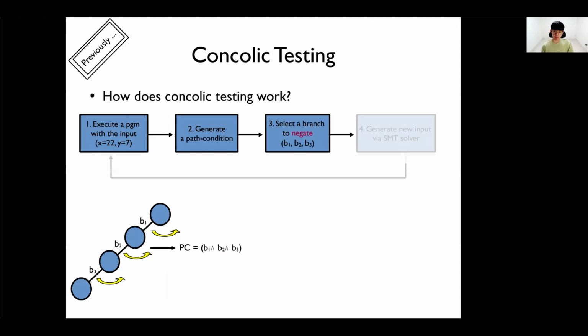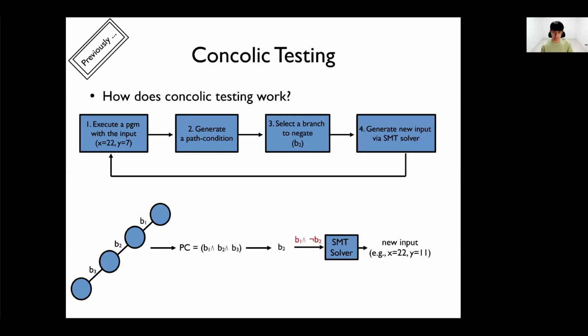The reason why we negate a path branch condition is because we aim to explore the opposite side of the branches that have been already explored, like the yellow arrow. So we won't go to the opposite side of the branches already taken. Suppose that we choose B2 among the three branches, and then we feed a prefix of the path condition with the last branch condition negated, which is highlighted in red, to the SMT solver. In this case, we selected B2 to negate, so the path condition is the conjunction of B1 and not B2. And the SMT solver generates a new input if the path condition is satisfiable.